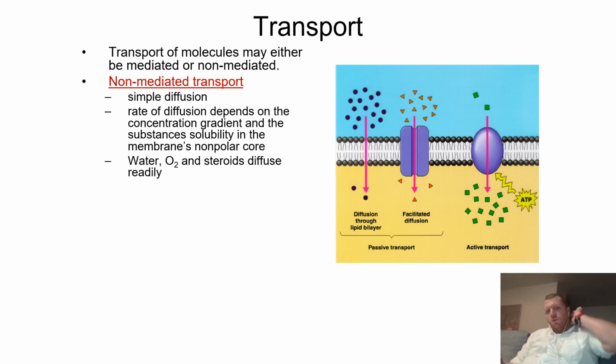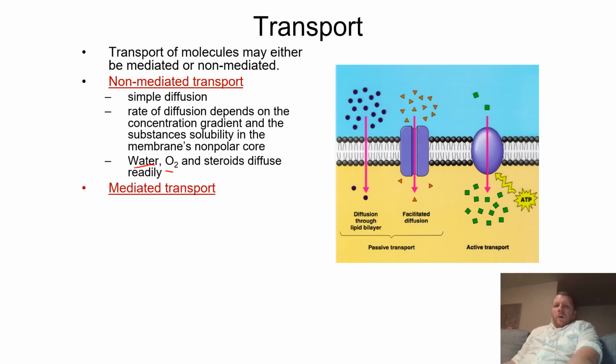This is generally going to be reserved for, and most commonly seen with, simple molecules and arguably your essential molecules like water, O2, and, not really shockingly, steroids can diffuse across the membrane quite readily.